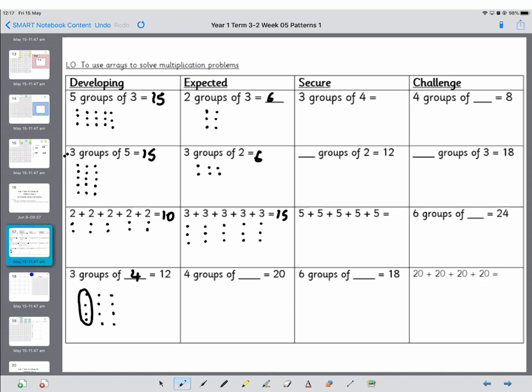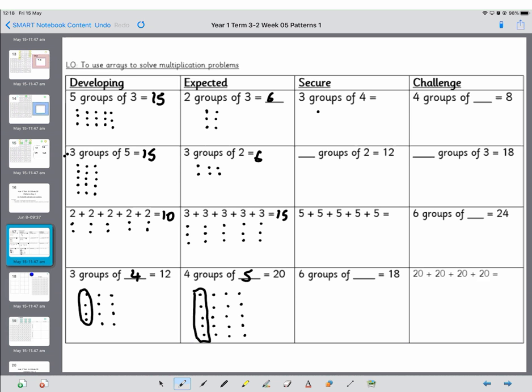And 4 groups of something makes 20. So we need to make 4 groups, 2, 3, 4, 5, 6, 7, 8, 9, 10, 11, 12, 13, 14, 15, 16, 17, 18, 19, 20. So how many groups, how many in each group? That's right, there are five. Three groups of four.